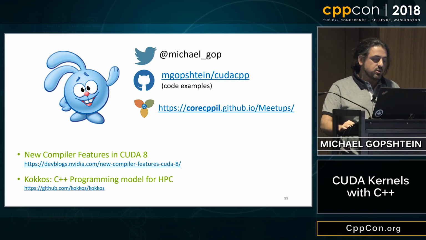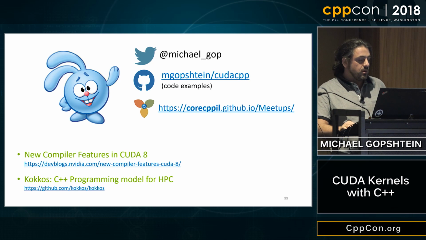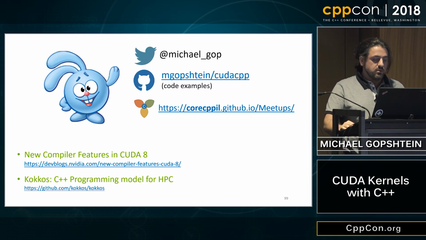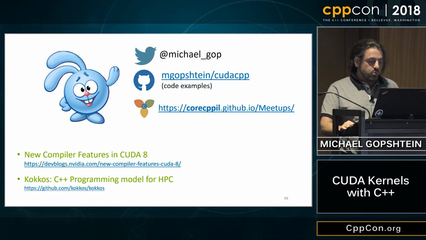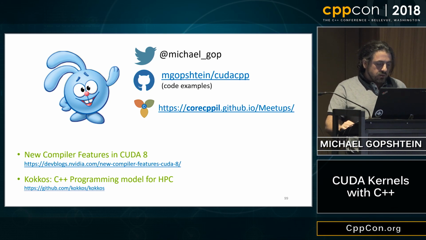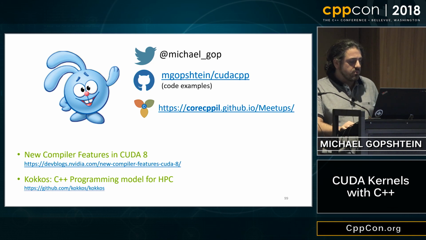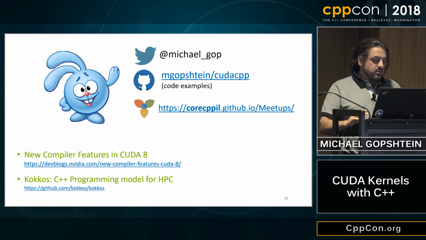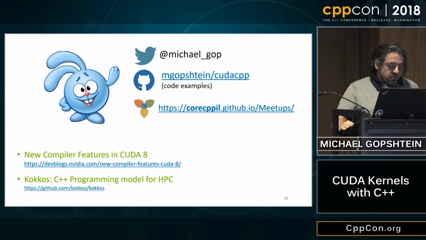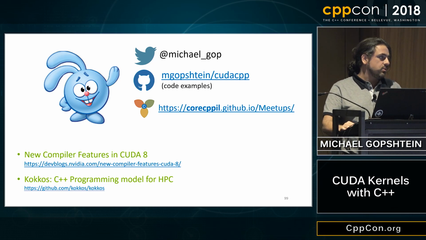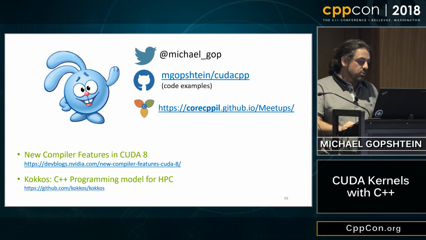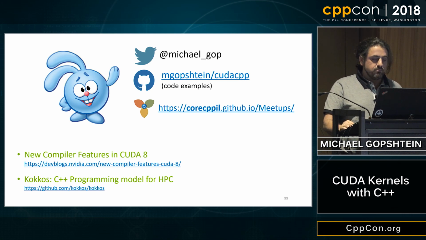So one is a description of the new features in CUDA 8, and it includes a detailed description of different C++ features that were added to the CUDA support. And also, you might be interested in the Kokkos library. I'm not an expert to describe it exactly, but basically it's a C++ library to create multi-platform code which will run on different types of GPUs and also on FPGA devices and so on. So thanks.